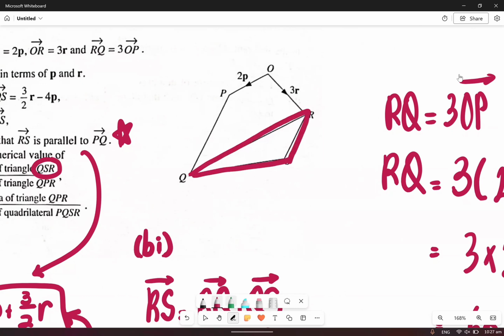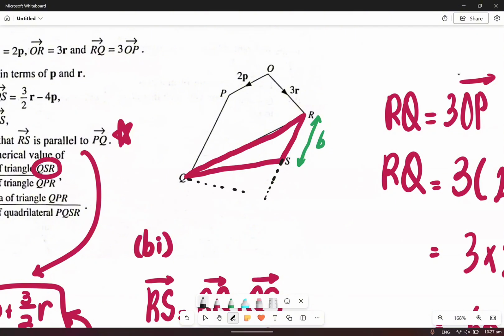What is the height of QSR? We all know that the base is this part, correct or not? What is the height? The height is, if I were to dot it out, okay, I have to extend it. What do I mean by that? I have to dot it out until here. Bring this all the way down to here. Am I making sense? Can you see that? All right, so this part is my height.